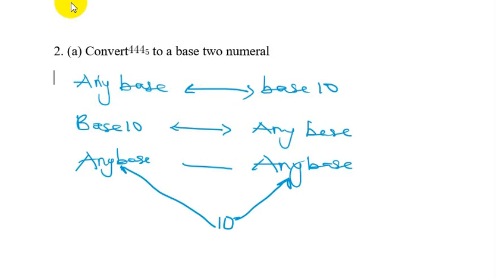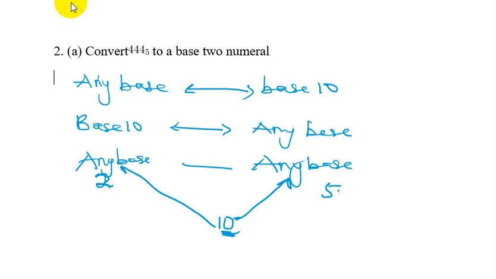So if you are converting from, let's say, base 2 to base 5, we have to first convert from base 2 to base 10. Then after that, the answer we get in base 10, we convert that one to what? Base 5. So that is the rule.